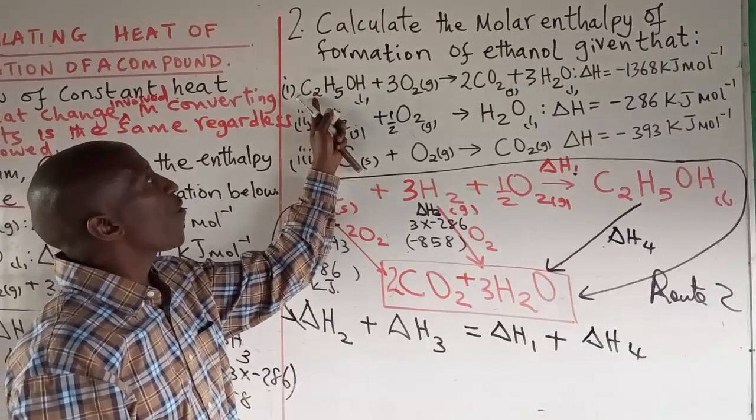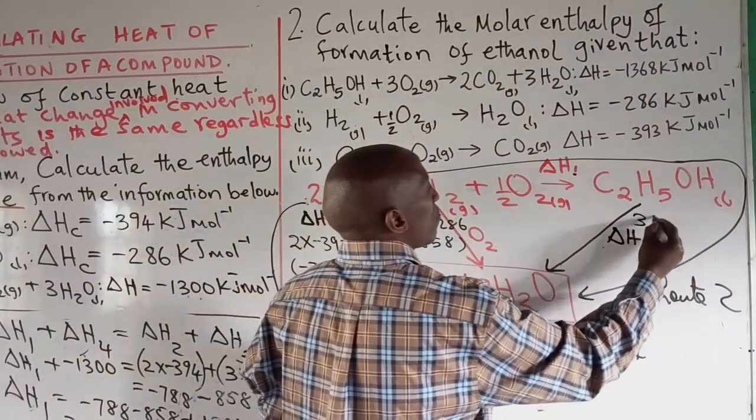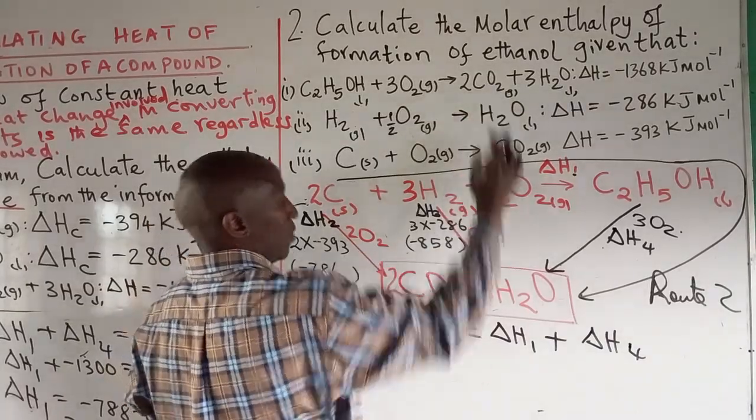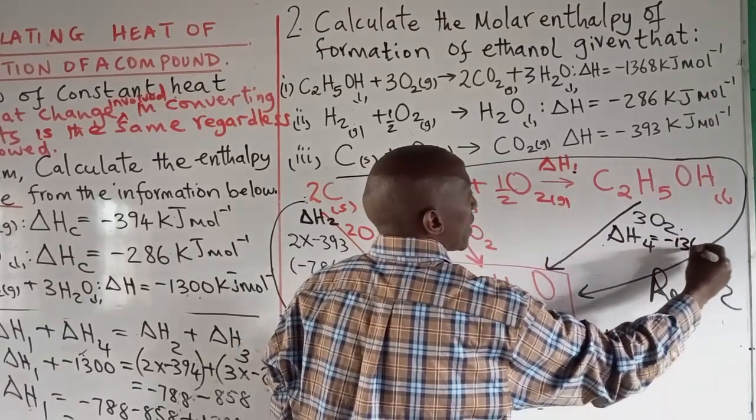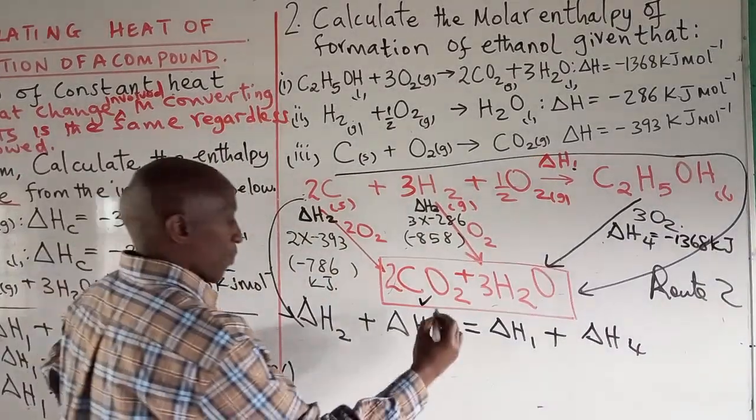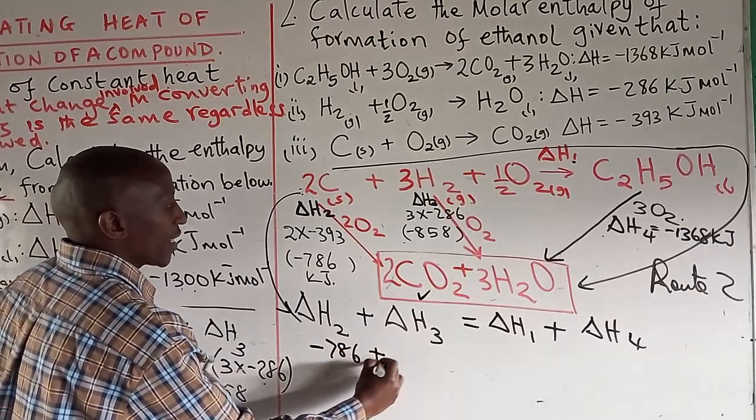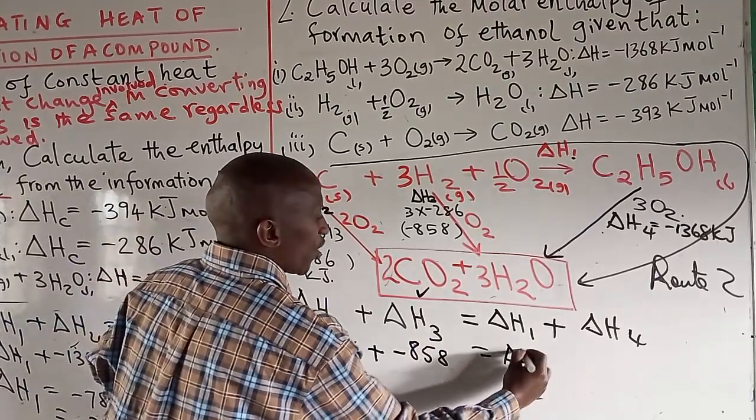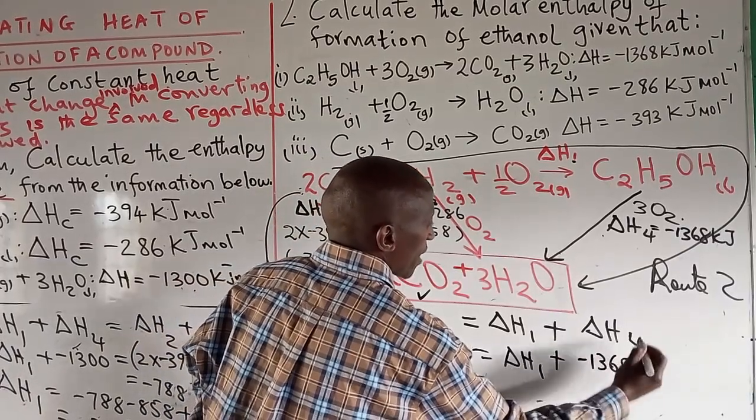This is whereby 1 mole of ethanol undergoes combustion, reacts with 3 moles of oxygen, as shown there, to yield 2 moles of CO2, 3 moles of water, releasing negative 1368 kilojoules. So we shall put the respective values here. Negative 786 added to negative 858 is equal to delta H1, which we add to negative 1368.